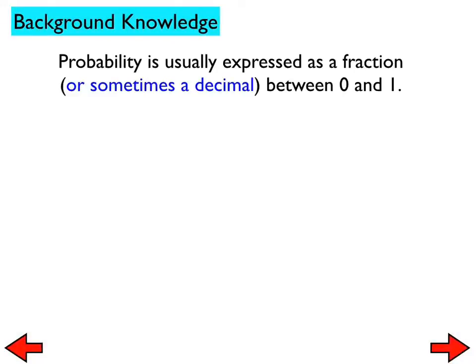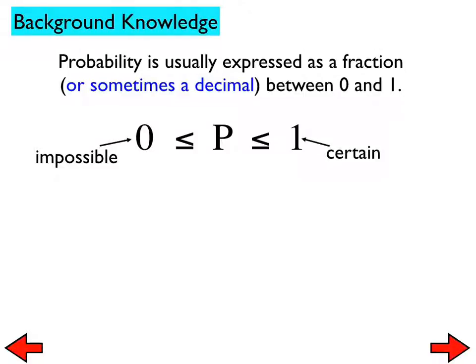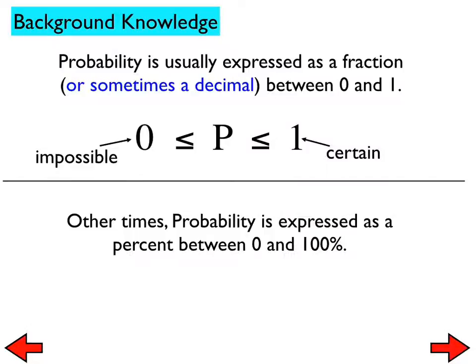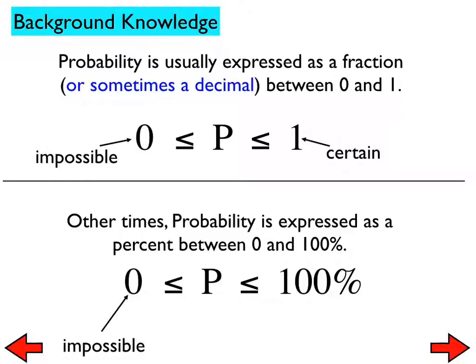A little bit of background knowledge from yesterday. Remember, we talked about sometimes probability is given as a fraction or a decimal, and if that's the case, it's some number between 0 and 1, where 0 is an impossible event, and we defined what that was. And then if the probability is 1, that's a certain event. We also defined what that was yesterday. And then other times, probability is expressed as a percent, or the corresponding numeric values. 0 as a percent is 0%, and 1 as a percent is 100%. So sometimes we also want our probability as a percent.